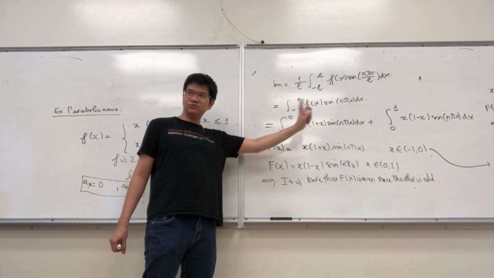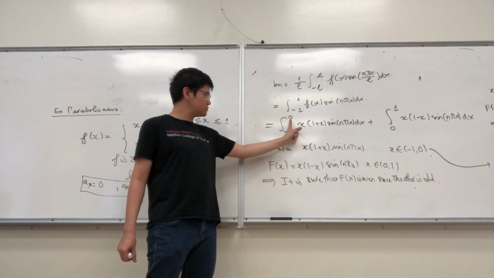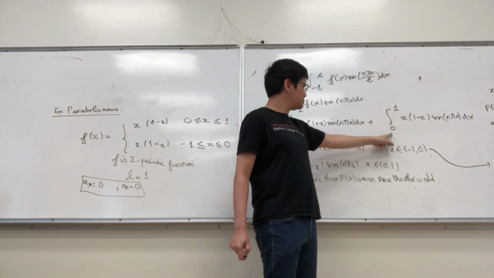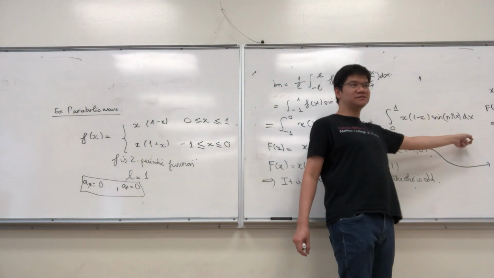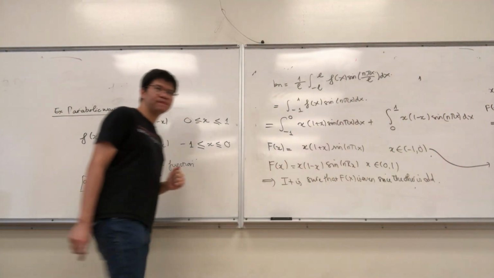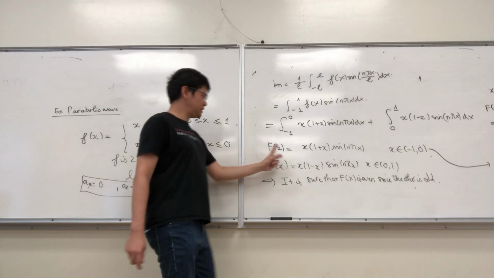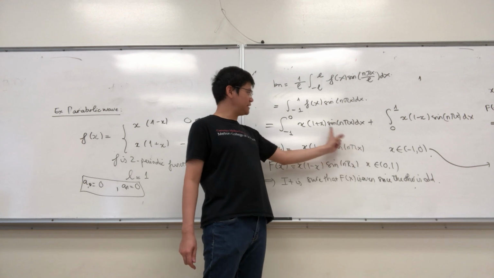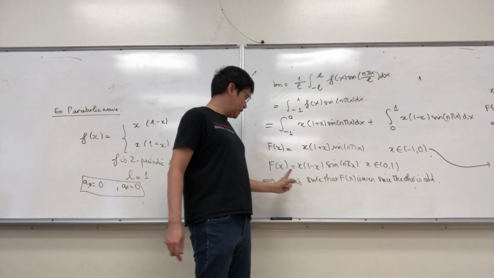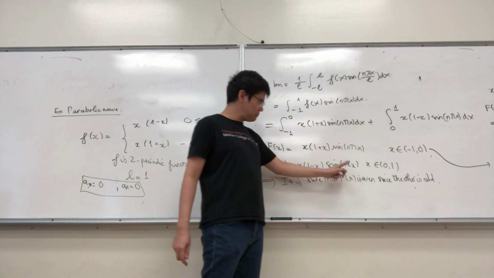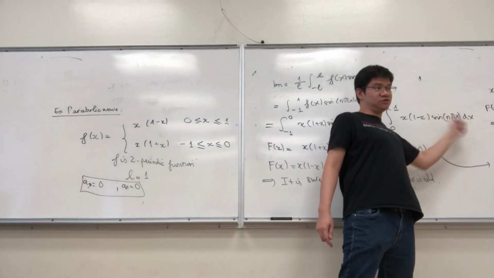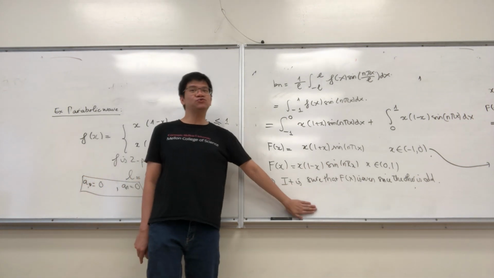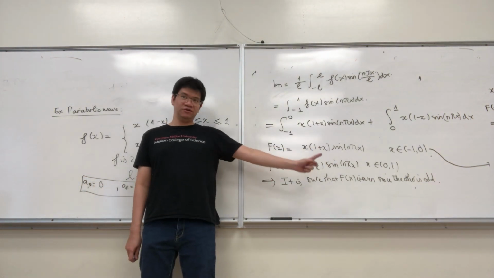You're going to split this into 2 integrals. The first one is from minus 1 to 0, x(1 plus x) sin(n pi x) dx. And the second one is from 0 to 1, x(1 minus x) sin(n pi x) dx. All right? I'm going to define a new function f, which is x(1 plus x) sin(n pi x) when x is negative, and f(x) is x(1 minus x) sin(n pi x) when x is positive, which is this function, right? So we are sure that this is even.